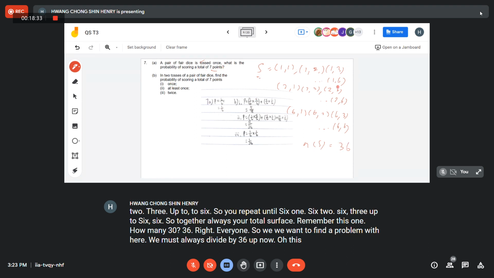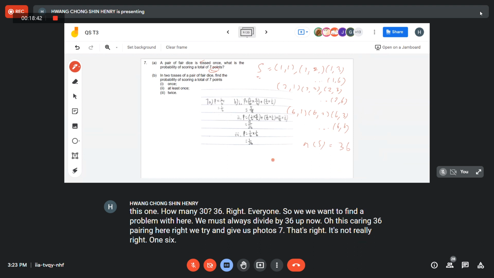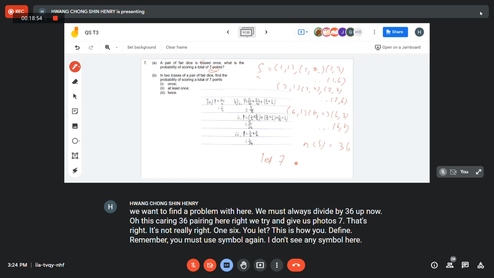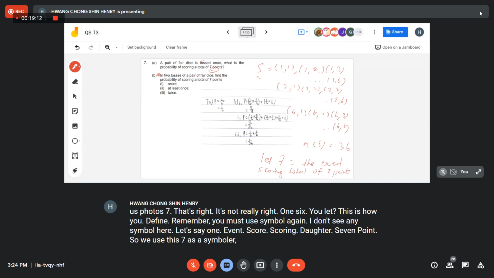Now, out of these 36 pairings here, which ones give us a total of 7? That's why I listed them down already, right? 1,6. Now, this is how you define. Remember, you must use a symbol. Again, I don't see any symbol here. Let the 7 event be scoring a total of 7 points. So we use this 7 as a symbol. Okay, so how do you write this? P(7)?